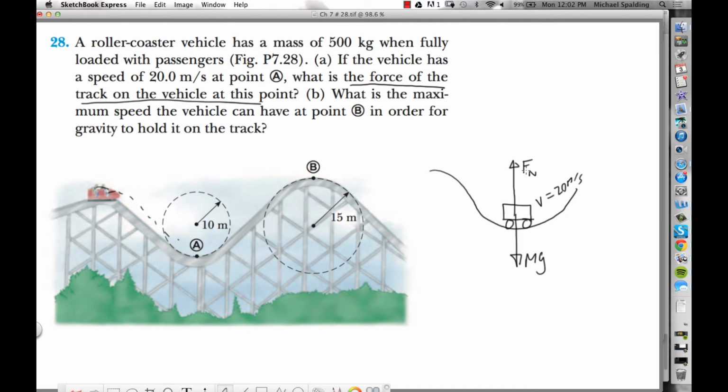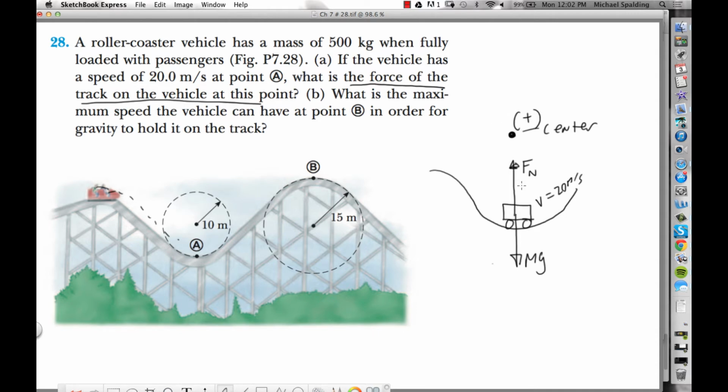Where's the center of the circular path here? Is the center of the circular path down here or up here? Up. It's up. The center of the circular path, let's say this dot right here represents the center. Okay? Now, why is the center of the circular path important?